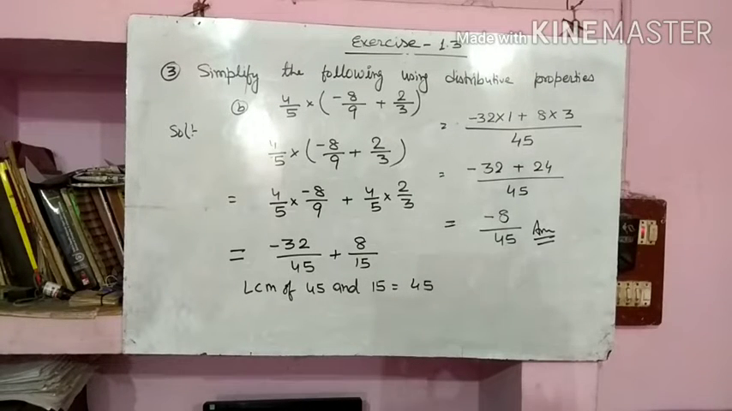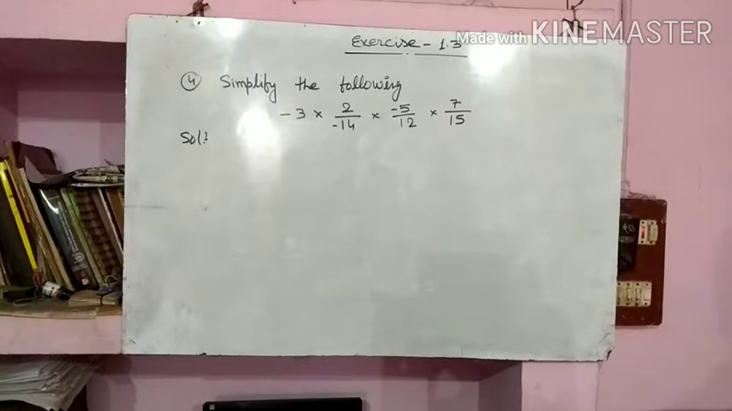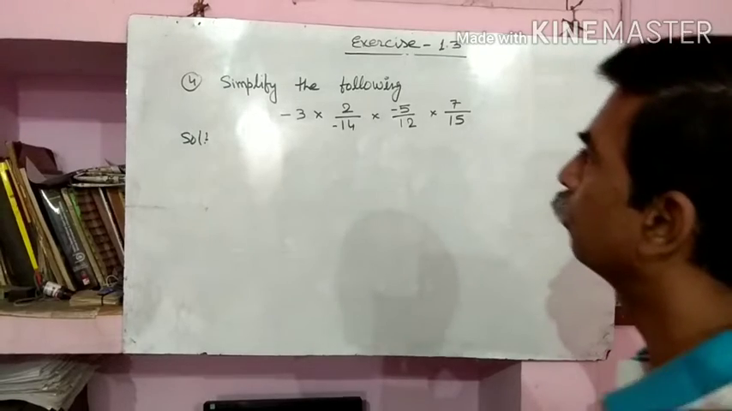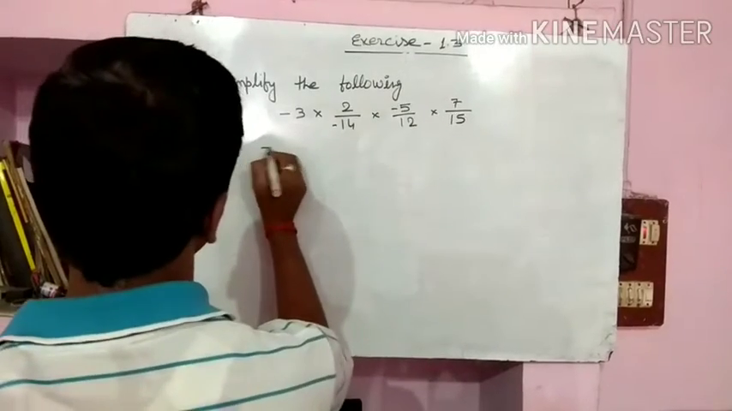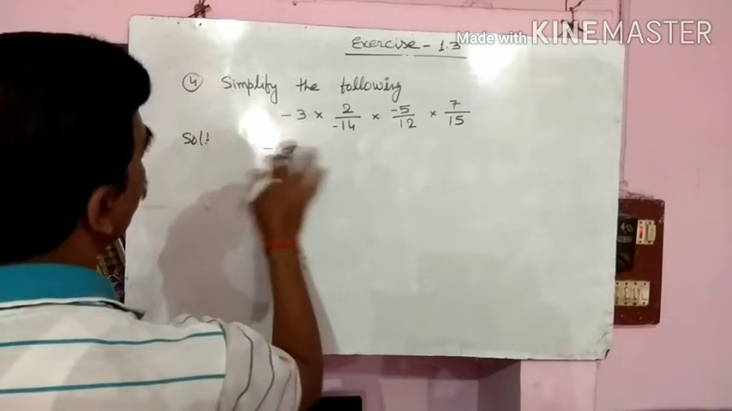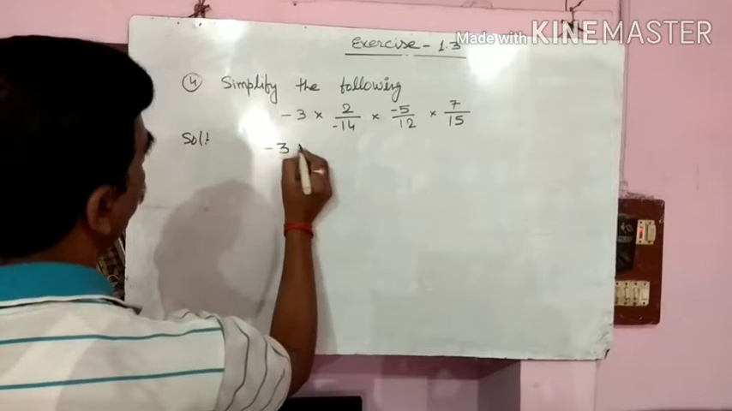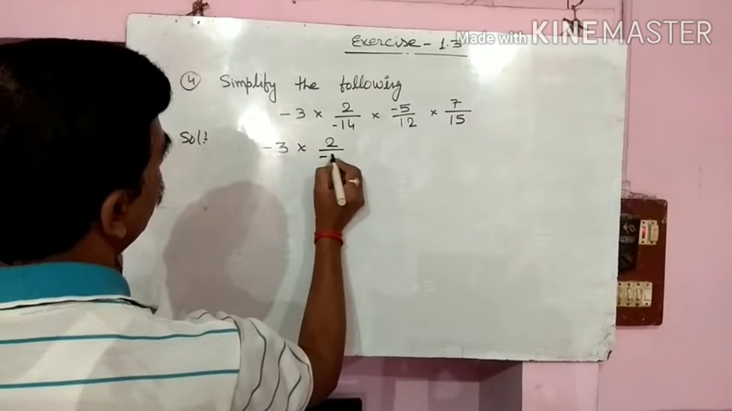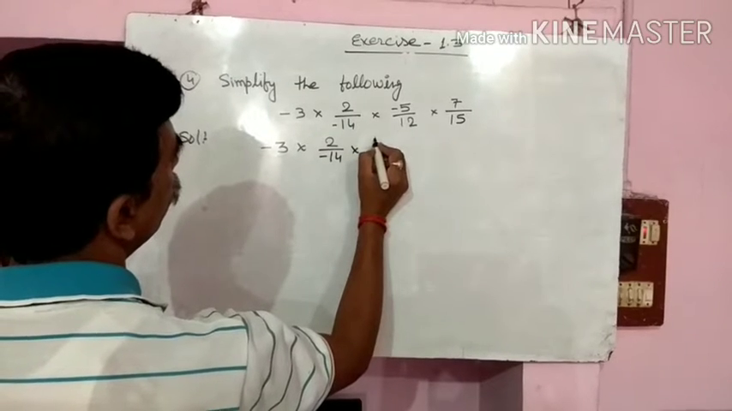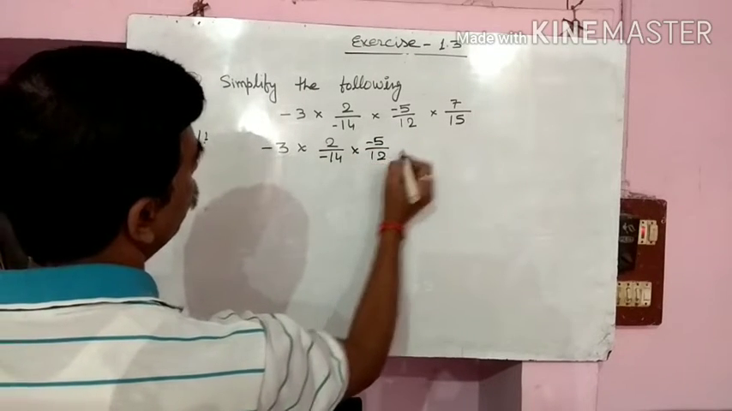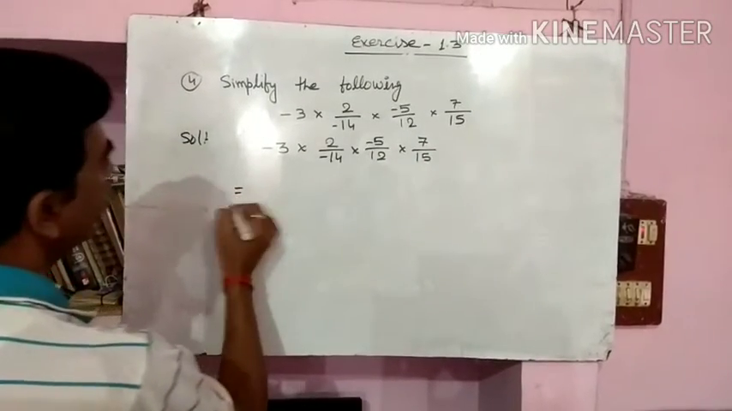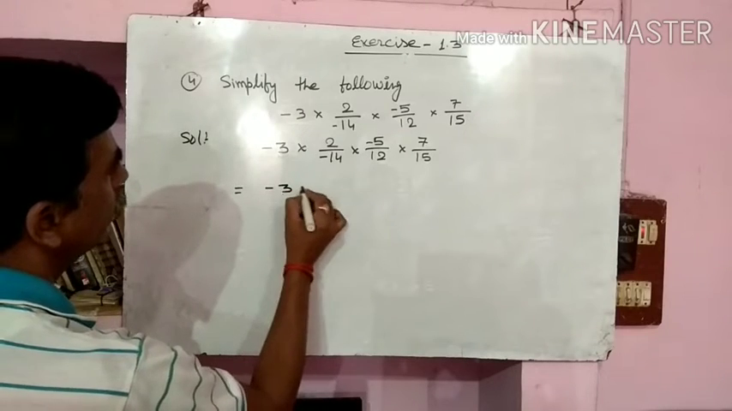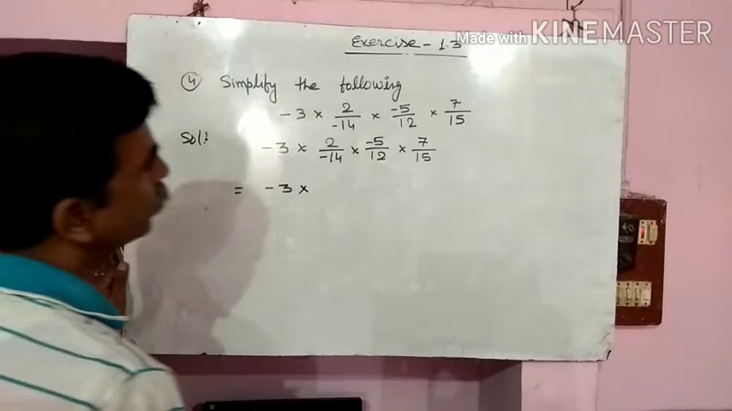Write this one also. So next question, question number 4 is, simplify the following. As a term is given here, so first of all, our first task is to write the question as it is: into 2 by minus 14 into minus 5 by 12 into 7 by 15. Look here, what we can do here, write this one into standard form.